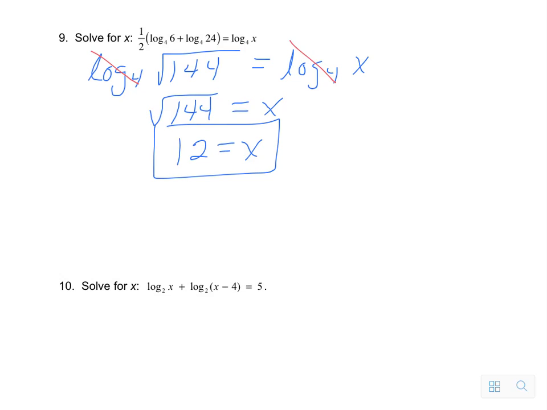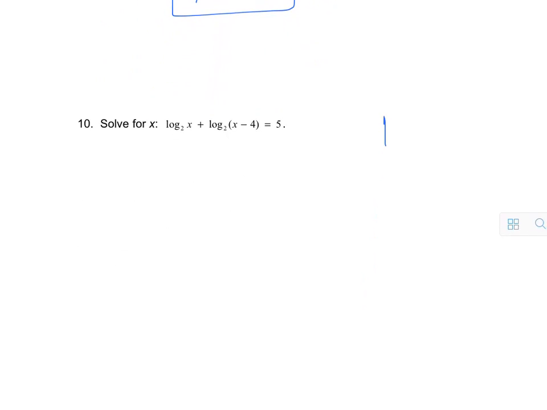All right, let's take a look at our very last example today. Number 10. Solve for x. I have logs only on one side of the equation, so I'm going to get it down to a single log. So log base 2 of, addition means multiplication, x squared minus 4x equals 5.